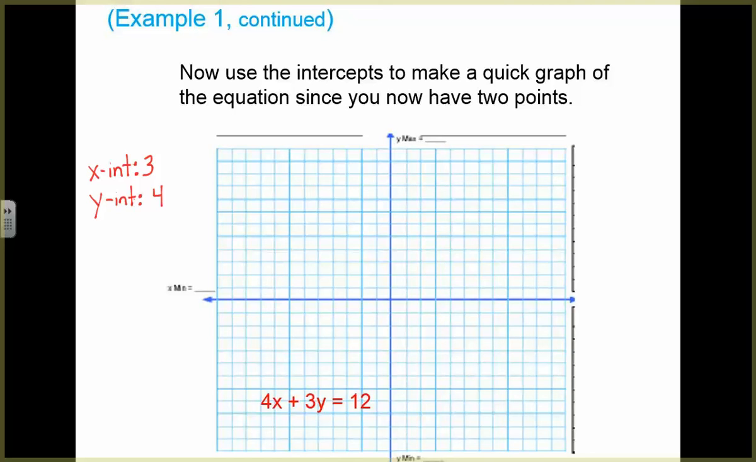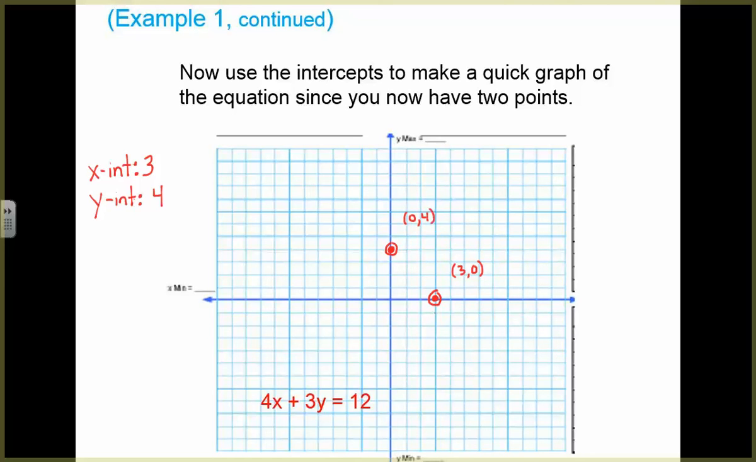It's as easy as going to your x-axis and putting a point at 3. And it's always nice to label those, in my opinion. So that's our x-intercept. It's the point 3, 0. And then the y-intercept is at 4. And it's the point 0, 4.